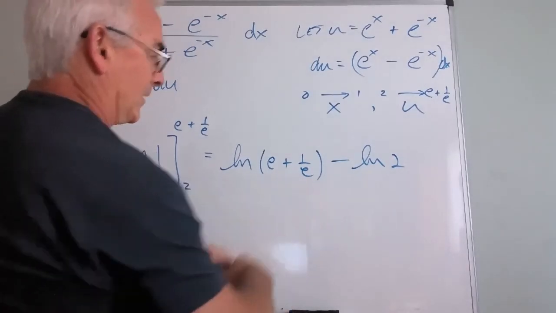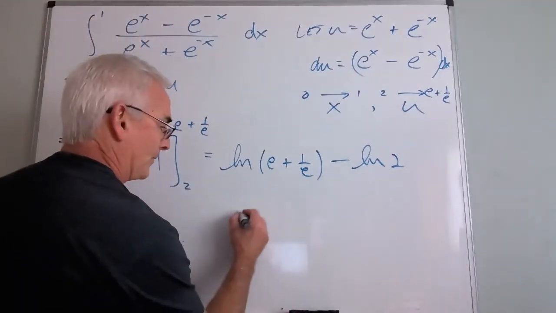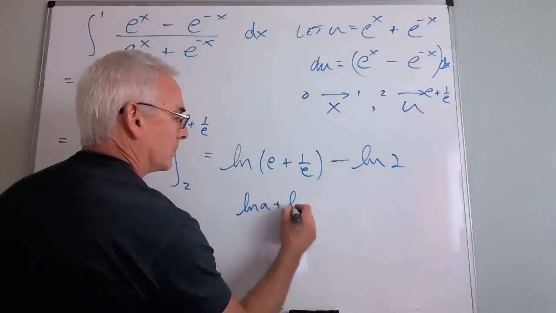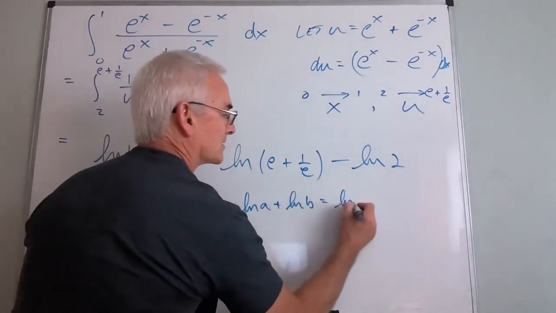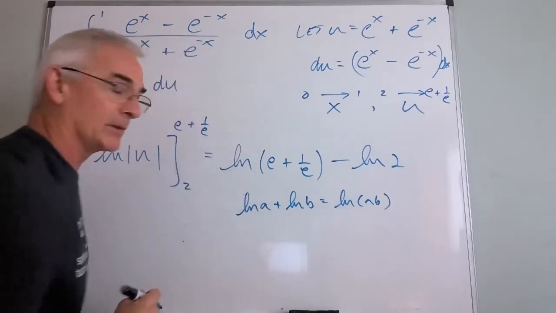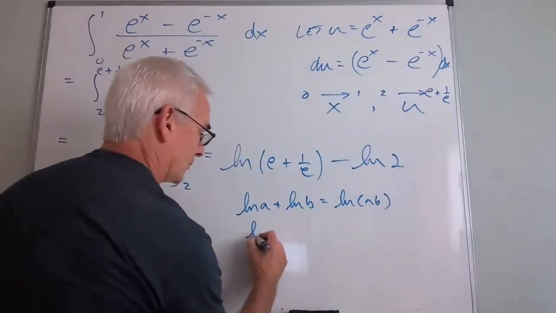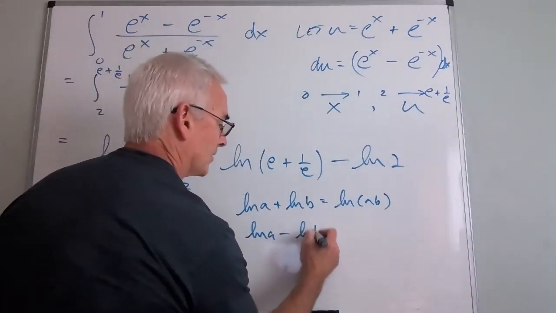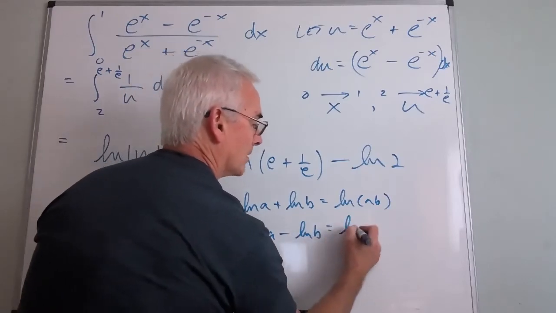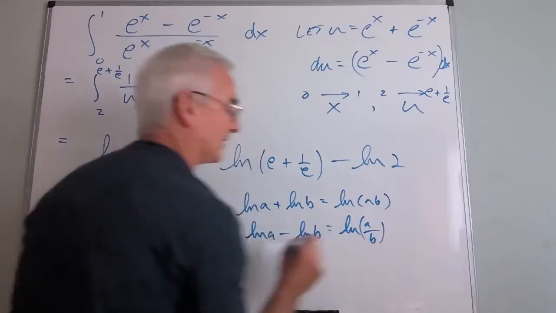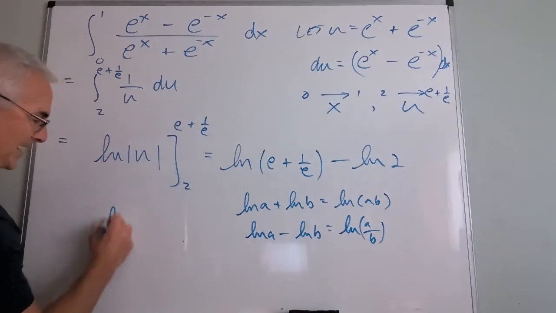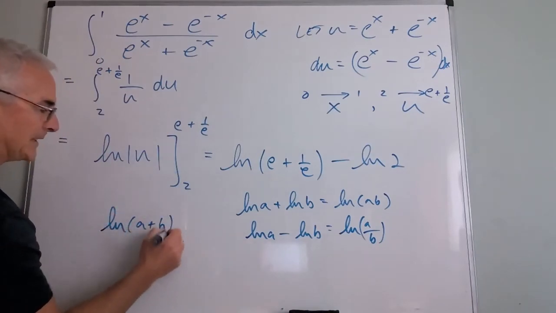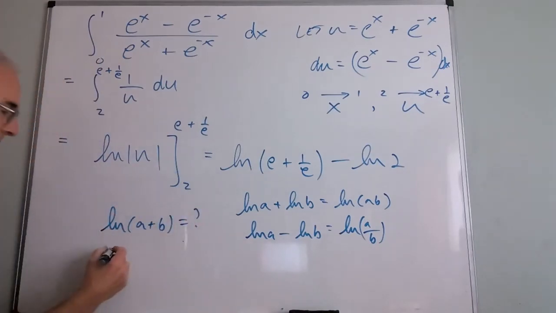Here's the number one error people make. Now, here's something we know. Log A plus log B is log AB. The sum of the logs is the log of the product. And we know log A minus log B is the log A over B. We know that. Question, if I have log of A plus B, is that equal to something?